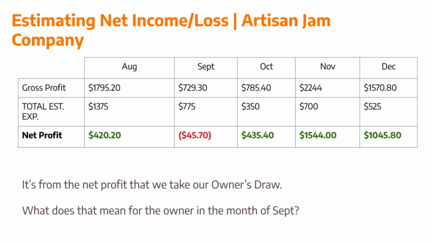So what does that mean for the owner in the month of September? Well, that means that I'm not making any money in September. I'm not going to be able to take a draw. Now, if this is a side hustle, that might be okay, especially since I expect to make a lot more money during the holiday season in November and December. If your business will be your sole form of income, then operating at a loss might not be an option. So you'll have to adjust your expenses and your revenue and decide if that's feasible or not.